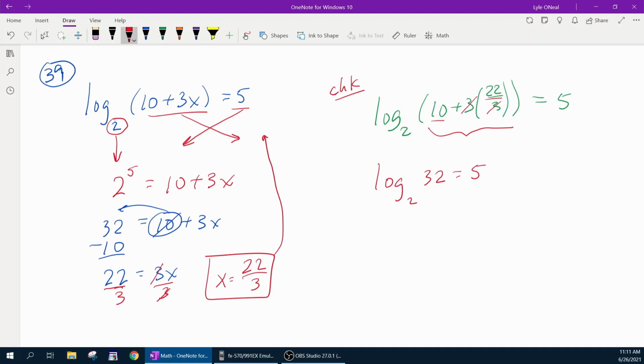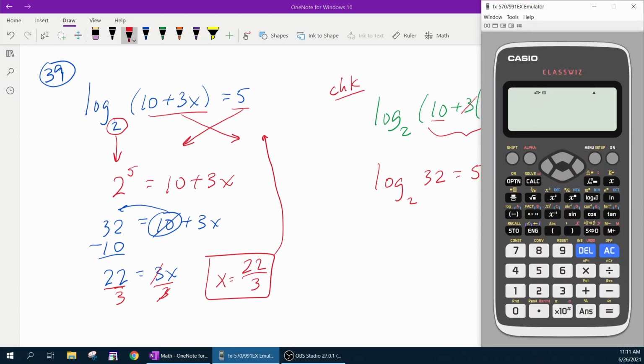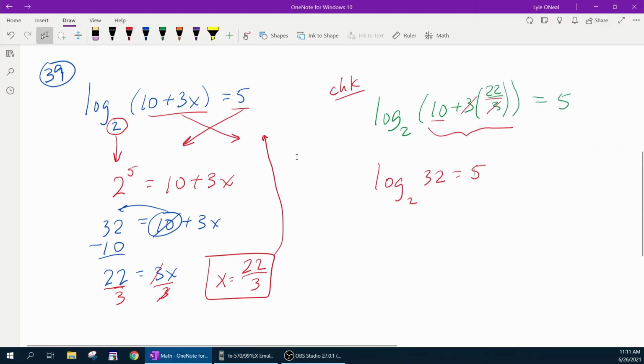And then to check this, again, we can bring up the calculator. And with the Casio, it's super easy to do log base 2 of 32. And we do get 5, which is what it should equal. So that's how you can verify your answer, by plugging it back in and checking it.